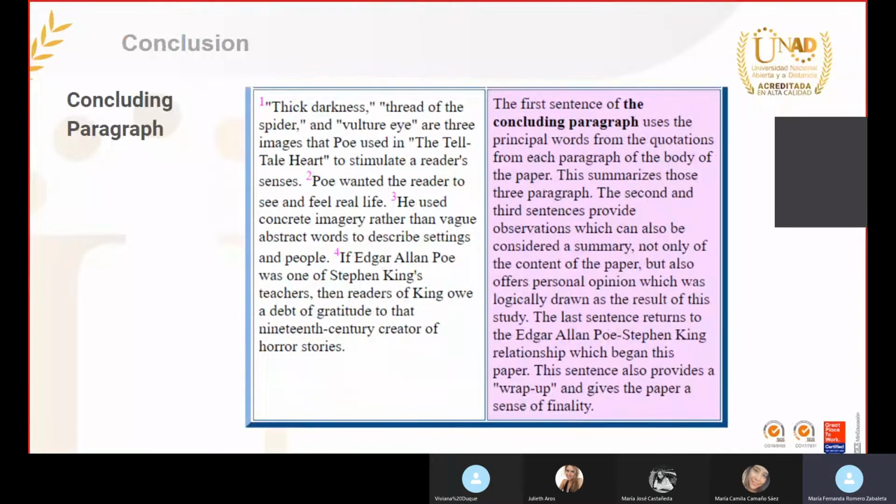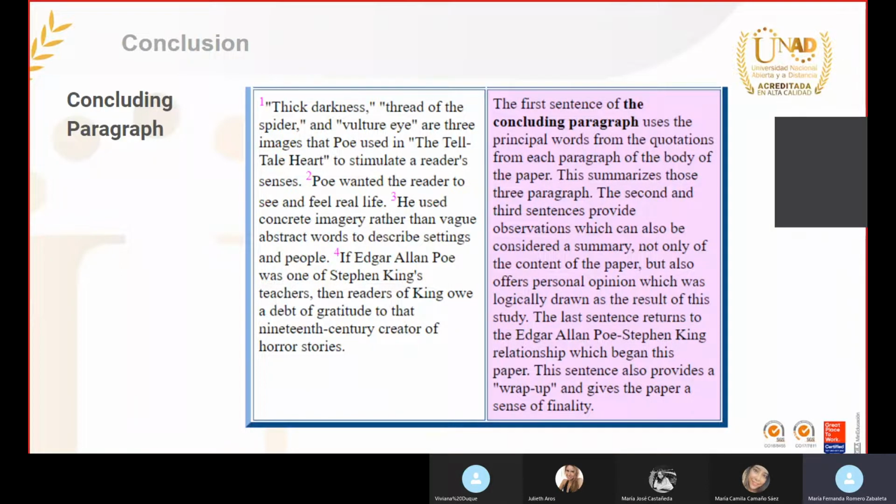It says, "Thick darkness, thread of the spider, and blind eye are three images that Poe used in The Tell-Tale Heart to stimulate a reader's senses." As you can see, thick darkness, thread of the spider, and blind eye are the main words used in the quotations in each paragraph. Thick darkness for the static setting description, the thread of the spider for the dynamic setting description, and the blind eye for the people description.